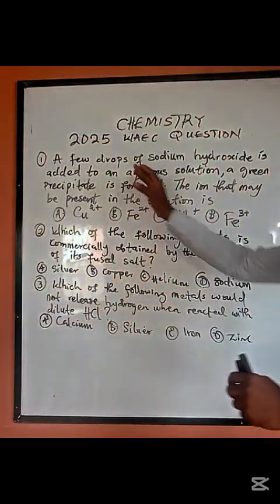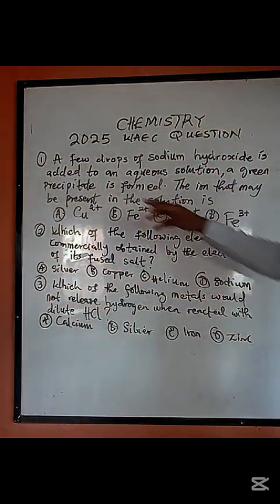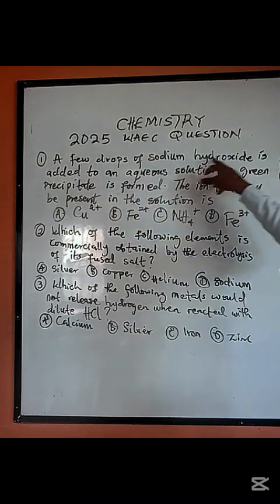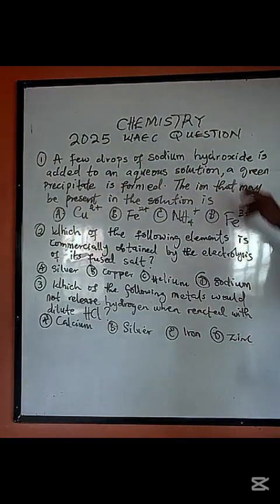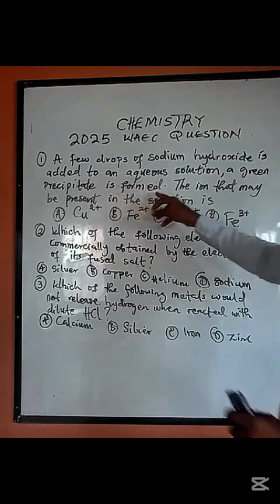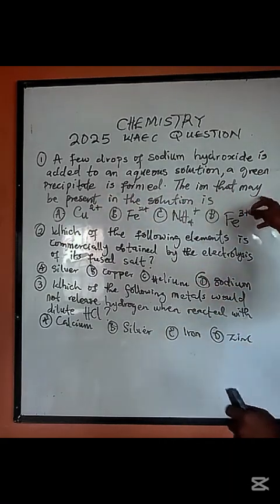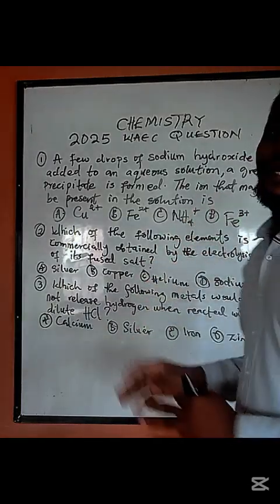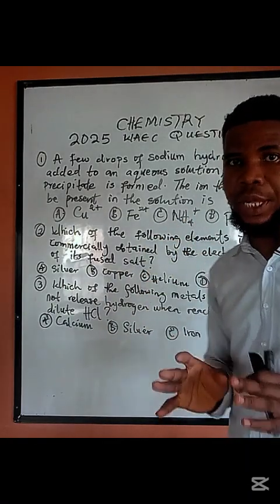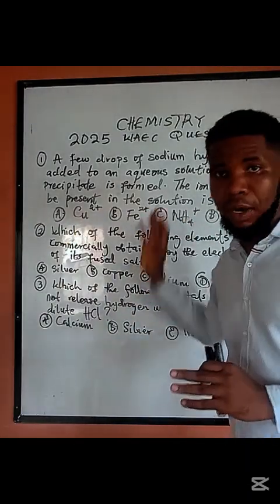Now, the first question says a few drops of sodium hydroxide is added to an aqueous solution. A green precipitate is formed. The ion that may be present in the solution is... So we should be familiar with this. Now, we've done a lot of practicals, okay? And we even tested some of this.